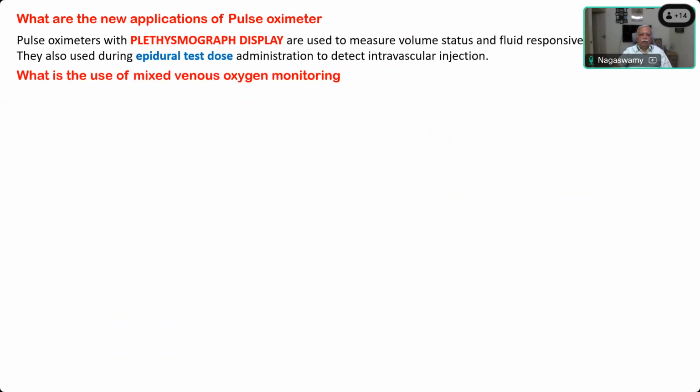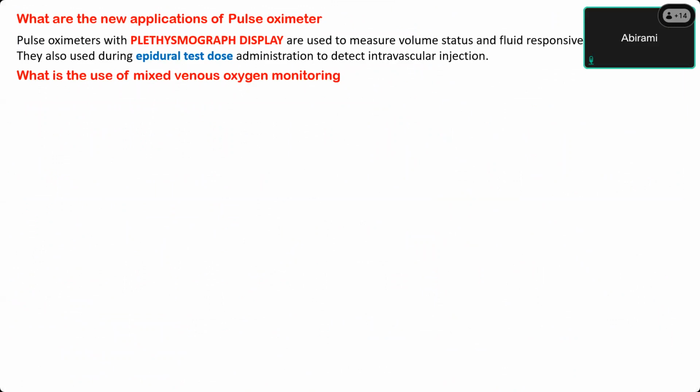What is the use of mixed venous oxygen monitoring? MVO2. What do you search by that? It can display the cerebral perfusion, like jugular venous pulse saturation. Okay, why do you want to measure the mixed venous oxygen saturation first of all? If you understand that, you will be able to answer this. Why do you want to measure the oxygen level in the mixed venous blood? Any shunting, sir?